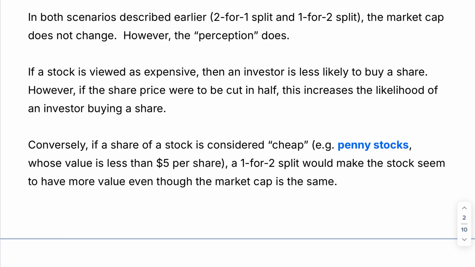If a share of a stock is considered cheap, for example, penny stocks, whose value is less than $5 per share, investors may not want to buy those shares because it's considered cheap. However, in a 1-for-2 split, for example, it would make the stock seem to have more value even though the market cap is the same. And as a result, it may increase the number of investors investing in those shares.